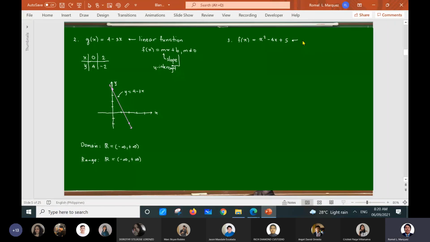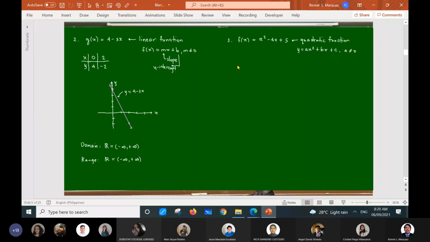Do you know the standard form for a quadratic function, guys? So that we will be able to get the vertex because it has a vertex. Now, a quadratic function takes the form ax squared plus bx plus c, where a is not equal to 0. So this is our quadratic function.